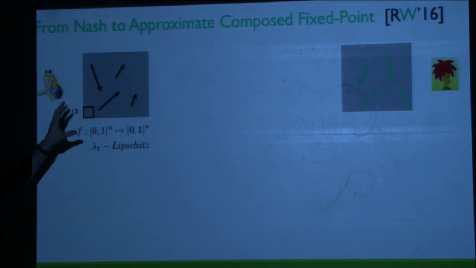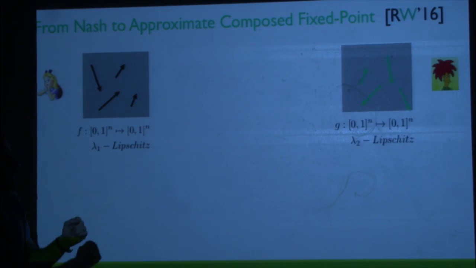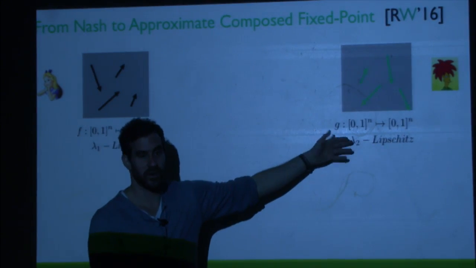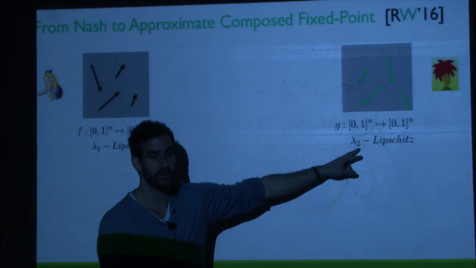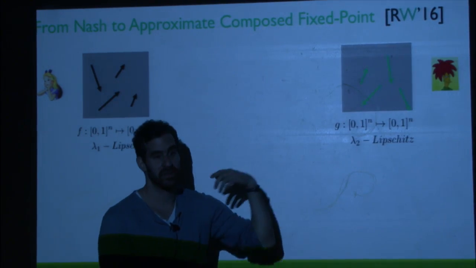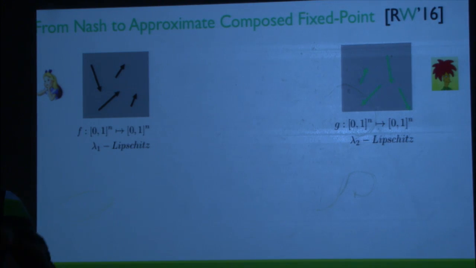So Alice gets the truth table description of a smooth function from that n-dimensional cube to itself. And Bob gets a similar function. So he gets a smooth function, a lambda 2 Lipschitz function, mapping the alpha grid of the n-dimensional cube to itself. Make sense? And what is their goal?